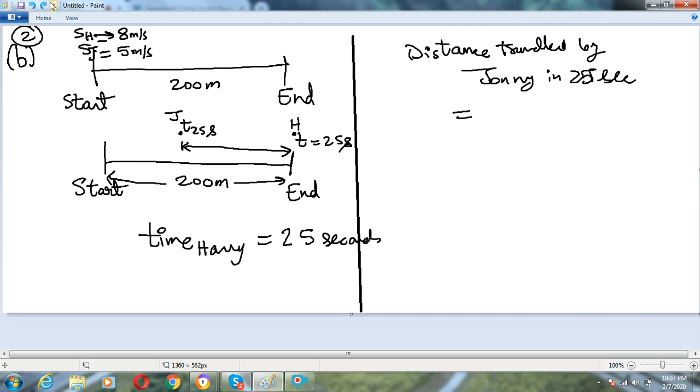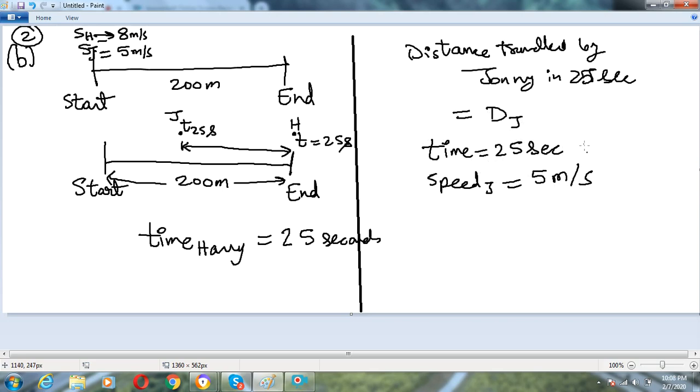Okay. So now time is given as 25 seconds, which I found out, and I have to find the distance. Speed I know. Speed of Johnny is how much? 5 meters per second. I know speed, I know time, I have to find the distance. So again the same formula: distance equals speed into time.